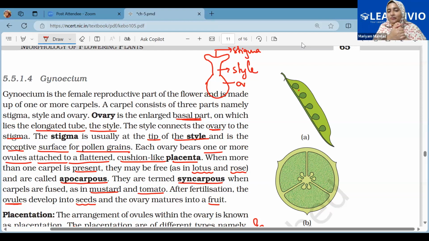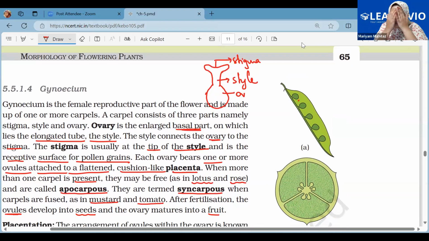You people are getting me? Okay, you don't have to write this anywhere. I'm just saying it to confuse you people. This is clear? All right. Okay, so we were talking about marginal placentation, right?